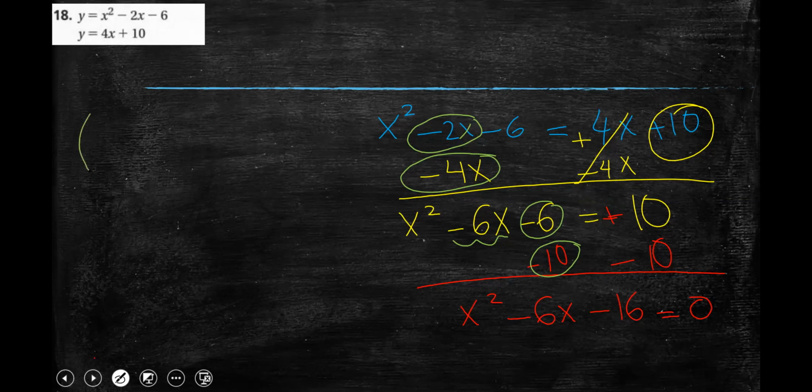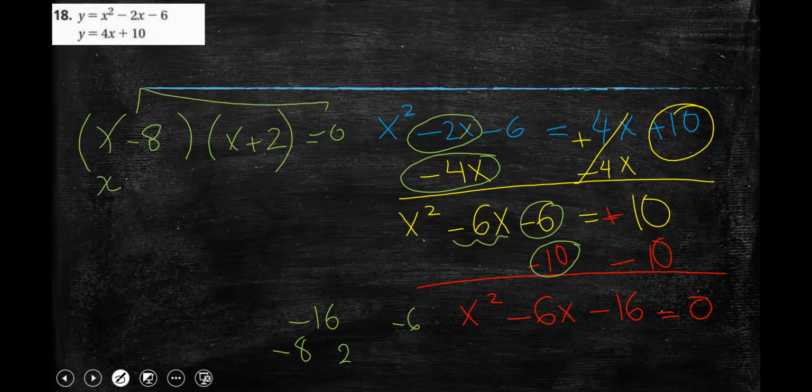So I will factorize it now as two numbers. If you multiply them, you get negative 16, and if you add them, you get negative 6. They have to be 8 and 2. So x minus 8 and x plus 2. That means x minus 8 could be 0, so x is 8, and x plus 2 could be 0, so x is negative 2.